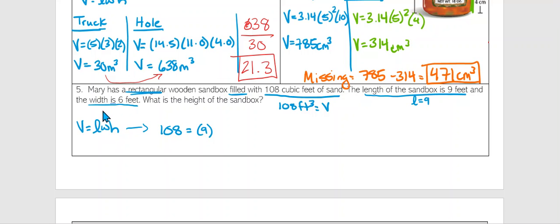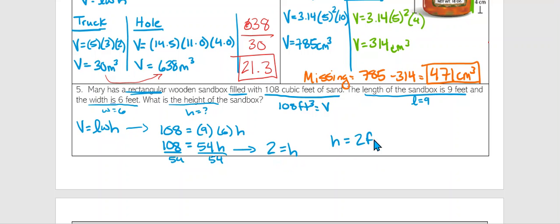The width is 6 feet. So our W is 6. And then it says, what is the height? Which means that we don't know. So we're going to solve this little equation that we've set up here. We have 108 equals 9 times 6 is 54 times h. Then we undo multiplication with division. And 108 divided by 54 is 2. So our height is going to be 2 feet. Because height always has just that regular unit.